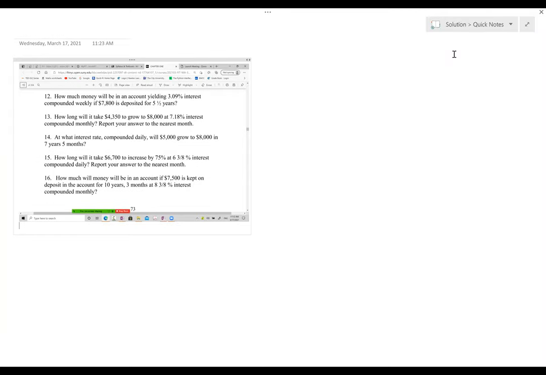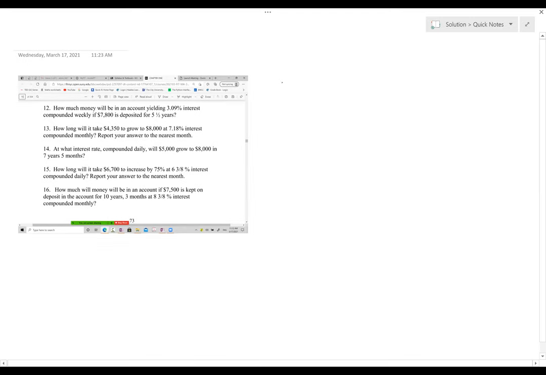Again, this is a quick exercise reviewing the formula we learned last Wednesday. In question 16, how much will the money be in the account if $7,500 is kept on deposit for 10 years, 3 months at 8 3/8% interest compounding monthly? You're looking for the ending balance. Will means it's in the future, so we're talking about future value.